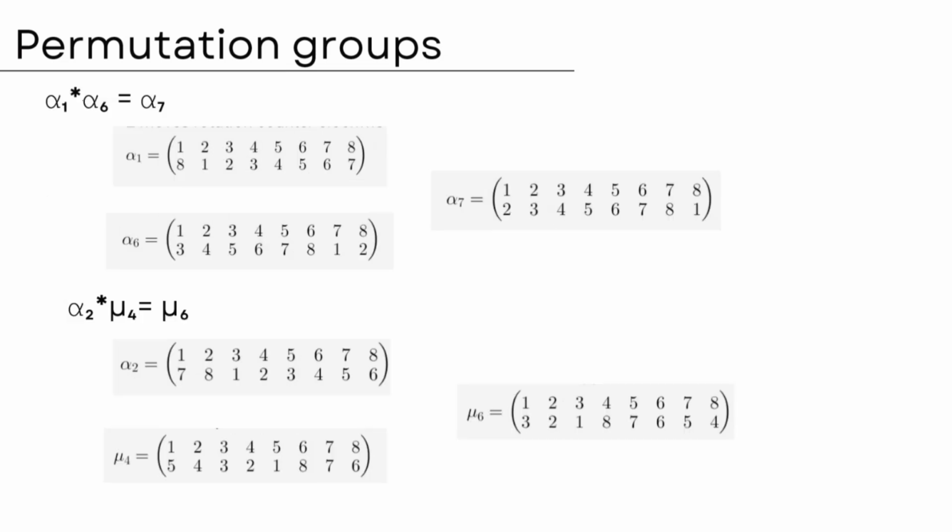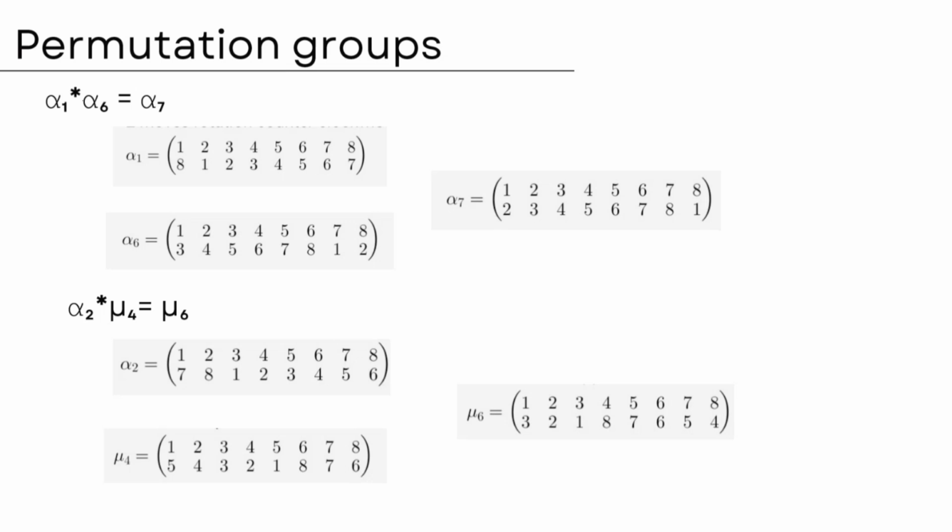Now let's check if alpha sub 1 star alpha sub 1 is really equal to alpha sub 7. So we have alpha sub 1 and alpha sub 6.